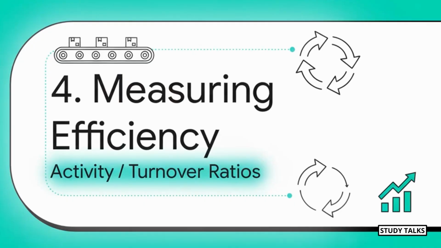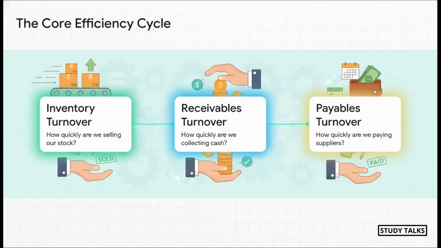Okay, toolkit tray number 3. We know the company can survive in the short term, and we get its long-term risk. But how well is it actually using its assets to generate sales? This is where activity ratios, or as they're more commonly known, turnover ratios, come in. These 3 ratios are all about the efficiency of the company's main business cycle. A high inventory turnover means products are just flying off the shelves. A high receivables turnover means the company is awesome at collecting cash from its customers, and payables turnover shows us how quickly it's paying its own suppliers.